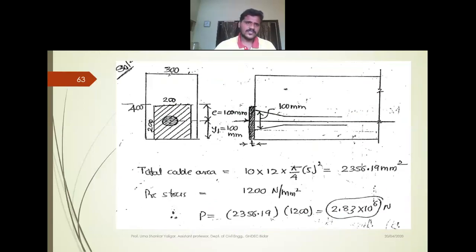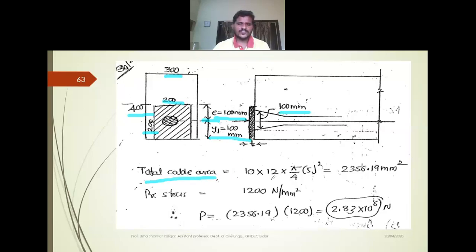So here the size he has given as 300 by 400 mm. The plate size is 200 by 200. Therefore, the pre-stressing cable is placed at a distance of 100 mm from the soffit of the beam. This is what he has given. Therefore the eccentricity is also 100. This is y1 and this is the duct we have. Duct is how much? 100 mm diameter.